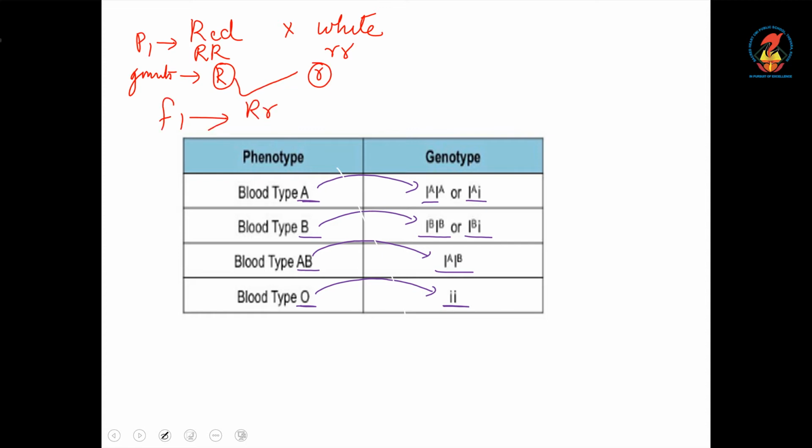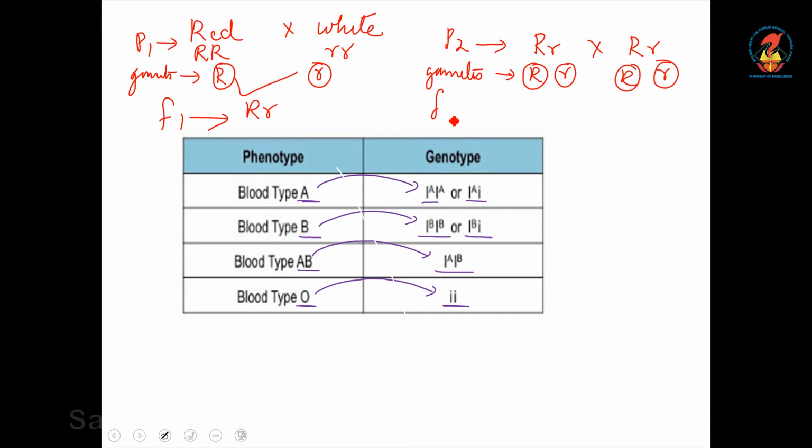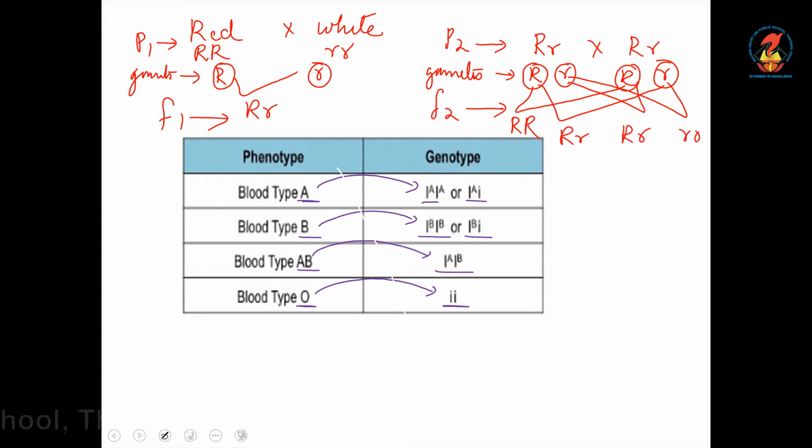So this side is the first generation. Now proceed to the second generation. How will we proceed? F1 selfing: pink is crossed with pink. So the gametes here are capital R, small r, capital R, small r. And now you get the F2 generation: capital R capital R, capital R small r, capital R small r, small r small r.